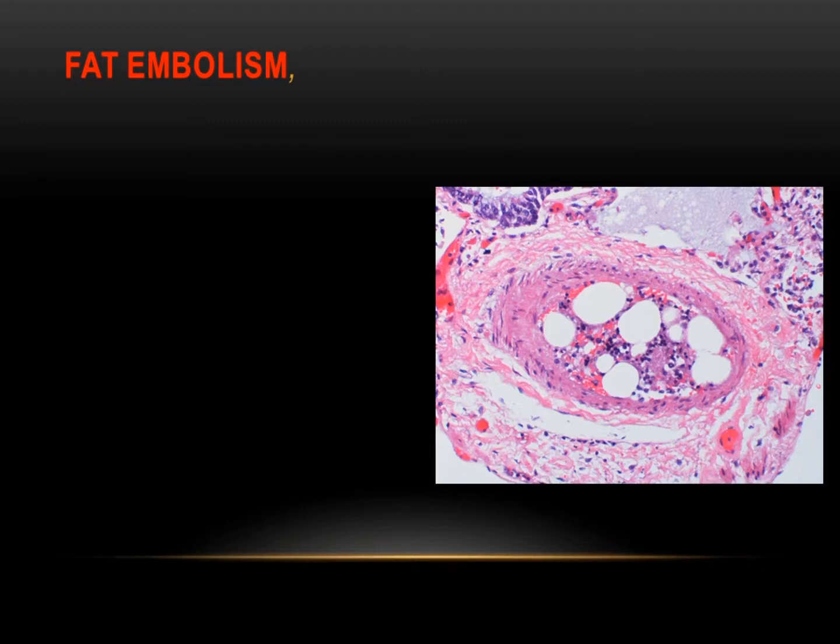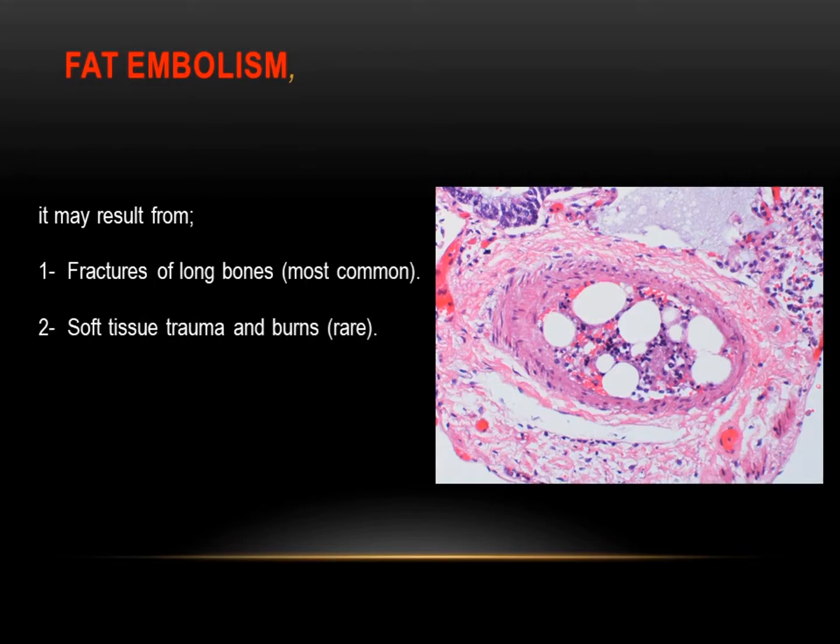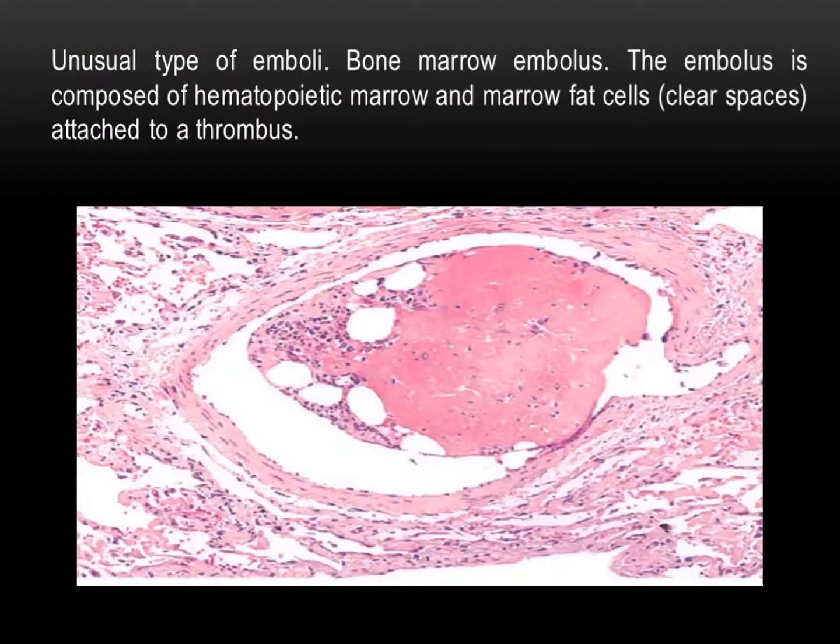Now, what is meant by fat embolism? Fat embolism is a piece of intravascular fat that lodges within blood vessels and causes blockage of blood flow. Now, what causes fat embolism? It may result from fracture of the long bones, which is the most common cause, and second, soft tissue trauma and burns. We can see the microscopic appearance of the fat embolism.